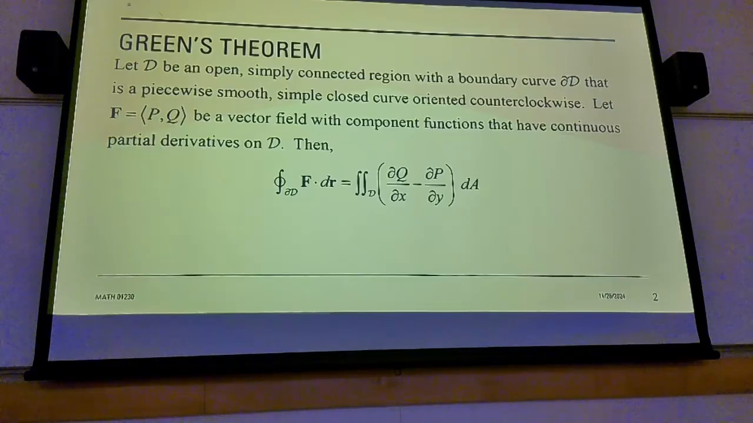Fundamental theorem of line integrals for what type of vector fields? Conservative. What is the circulation of a conservative vector field? 0. So if F is conservative, is that double integral 0? Should be. Why? Because taking the integral of 0 is still 0. Why is what you're taking the integral of 0 though? So why is the integrand 0?